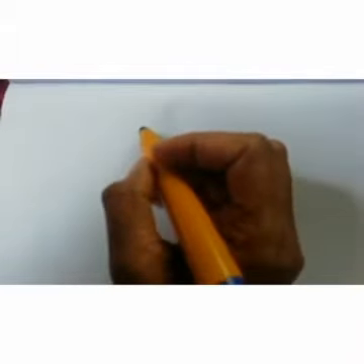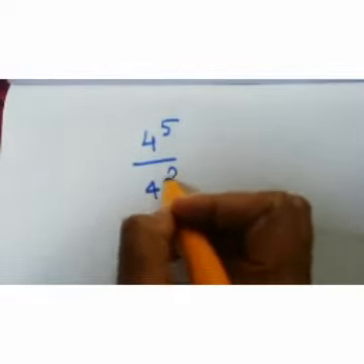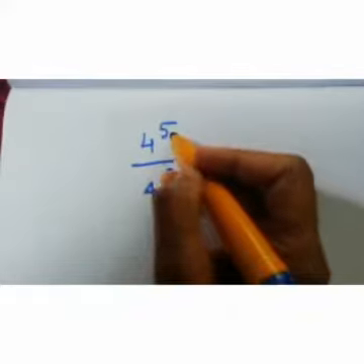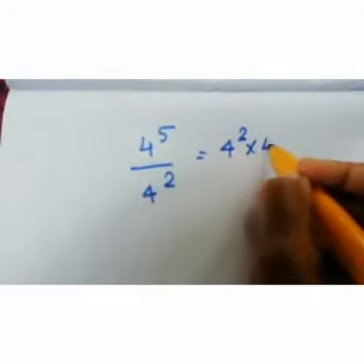Here, we need to find the trick. That is, if we want to know 4 raised to 5 divided by 4 raised to 2, in our product rule, we have learned that 4 raised to 5 can be expressed as 4 raised to 2 multiplied with 4 raised to 3.